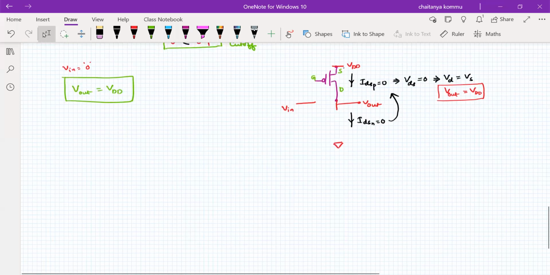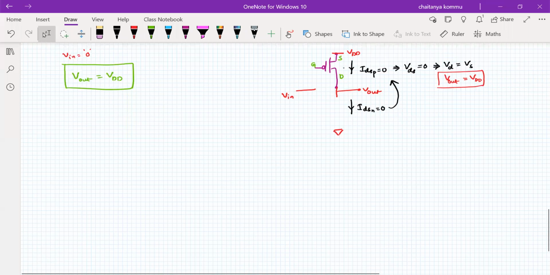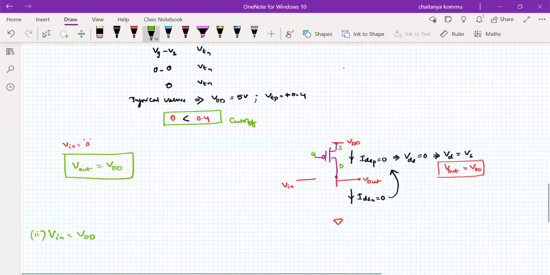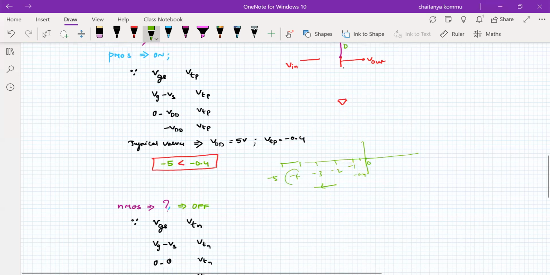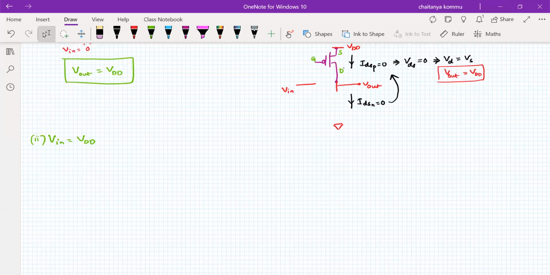Now, let us consider the second case, when Vin is equal to VDD, let us apply. The second case. What is the condition for the NMOS transistor and the PMOS transistor?